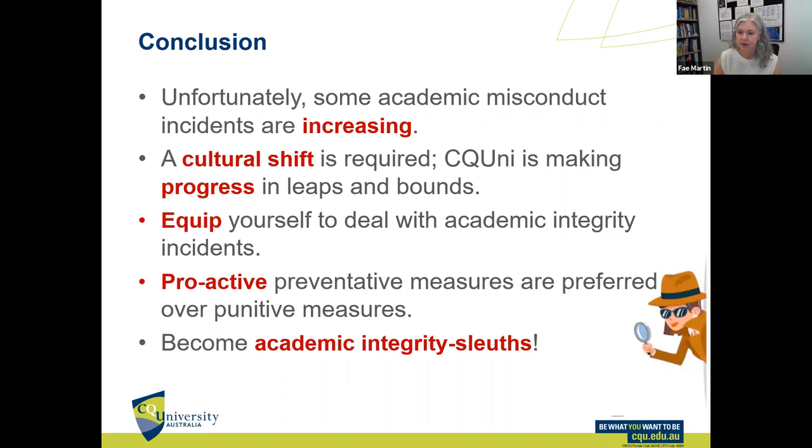Yeah. Can I just say also that if you are suspicious of whether a student has engaged in contract cheating, I'm happy for you to get in contact with me. And also, if we think it's worthwhile, we can get the academic integrity team to do some additional checks, such as the Turnitin authorship tool, etc.